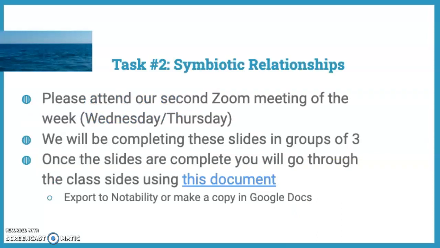And then your second task for the week, which we're going to be completing on the Wednesday, Thursday Zoom meeting day. Again, please plan to attend that Zoom meeting on time on Wednesday or Thursday. You're going to be completing the slides in groups of 3. You'll be looking at 3 different types of symbiotic relationships. So each person in the group will be responsible for one type of symbiotic relationship. And then once our whole class is done, so I'll give you a specific amount of time, and then once those slides are complete, you're going to be using that document that's linked there to go through your classmates' slides and take a look at the other relationships that people have presented.